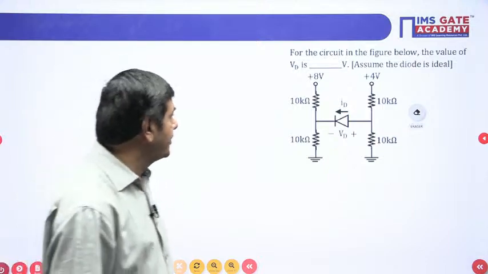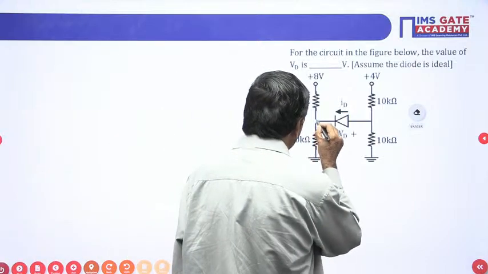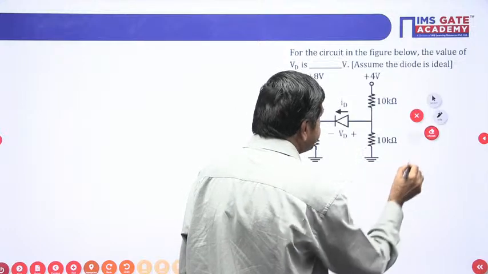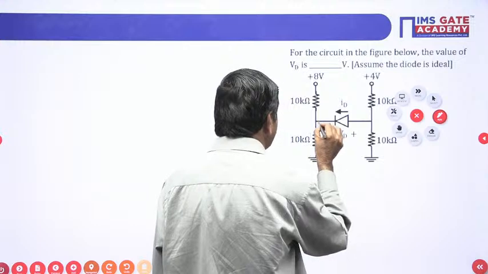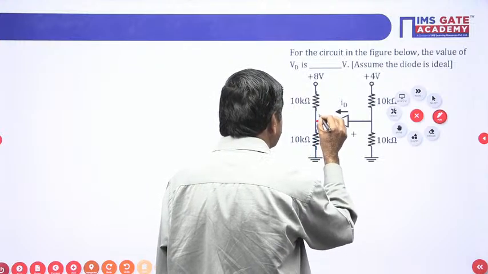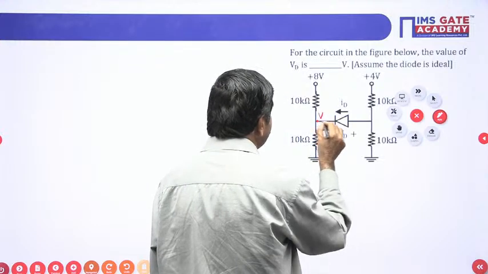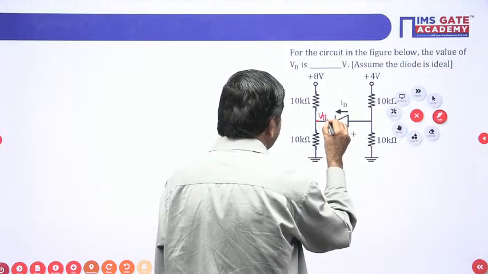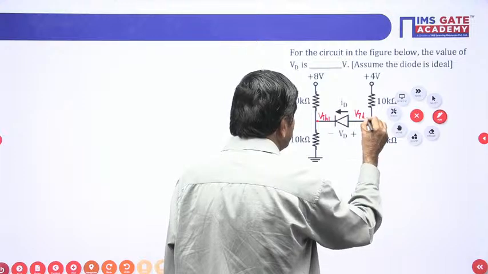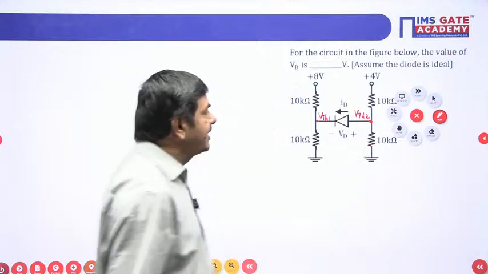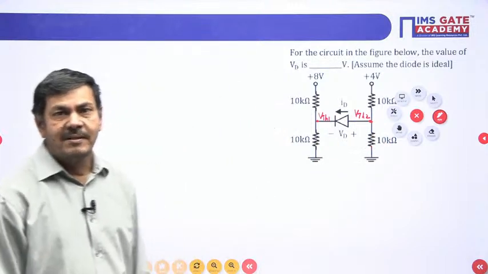At that time, what you must do is find out the voltage at this particular point. As per Thevenin's theorem, we can find this voltage. Here I will find Thevenin's voltage VTH1, and here VTH2, and also I can find RTH1 and RTH2.